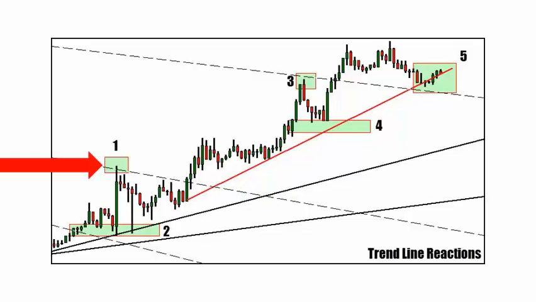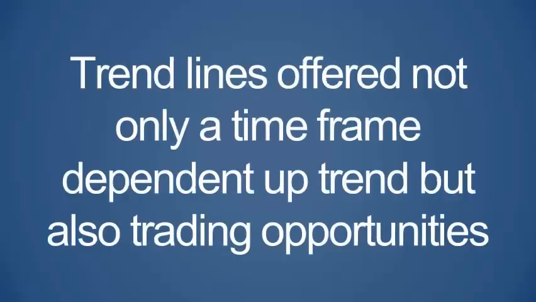Number one, after price breaks the lowest trend line, it reacts off the upper trend line. Number two, after reacting at number one, price returns to the breakout price zone and offers a trading opportunity. Number three, price breaks through the tested trend line and travels all the way to another trend line before number four, offering a pullback trade opportunity off of a formed demand line. Number five, price breaks up through the tested trend line and is now sitting at a make or break point. The point is that even though we're in a higher time frame downtrend, the usage of trend lines offered not only a time frame dependent uptrend, but also trading opportunities.